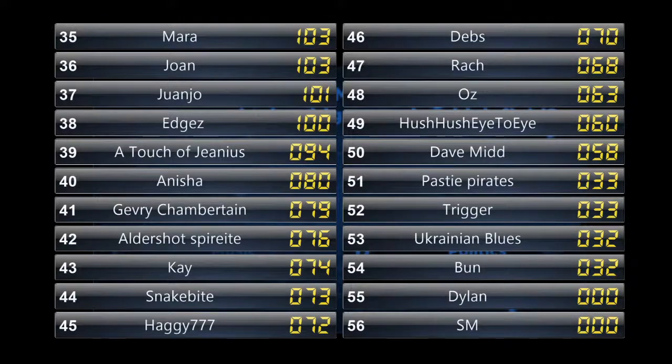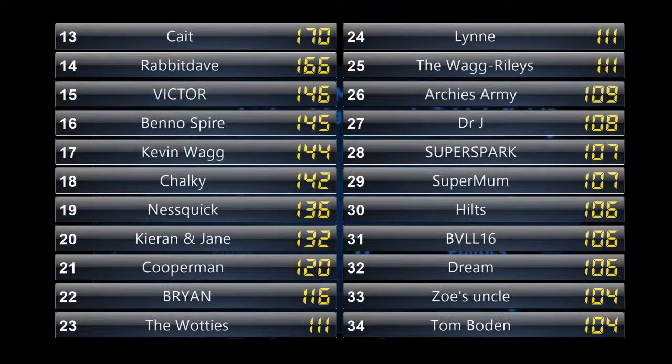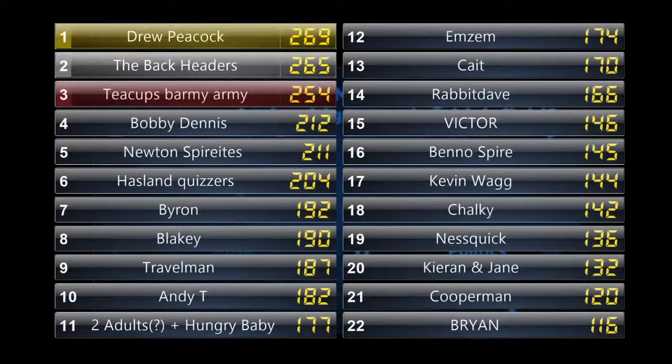Ukrainian Blues in 53rd place. And Bun, and I'm guessing Dylan and SM struggling with connection problems. So that's the leaderboard at the halfway stage. Drew Peacock is the leader, but only by 4 points. So let's see how it shapes up. In fact, what I'll do, I'll just take a quick photo of that one. So we've got the photo at the halfway stage. That's to see how we compare at the end.